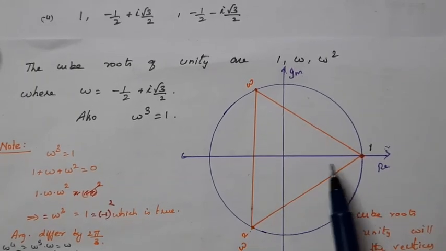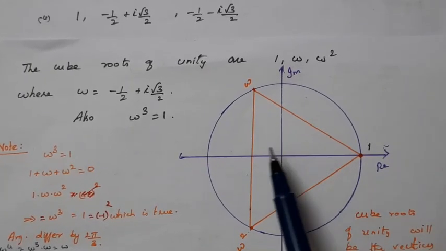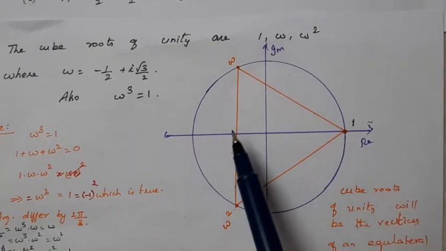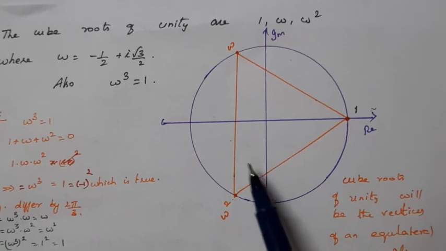Here, cube roots of unity. If we join them, we will get a polygon of 3 sides. A polygon of 3 sides is nothing but a triangle, and regular polygon means all the 3 sides should be equal. So it will form an equilateral triangle.